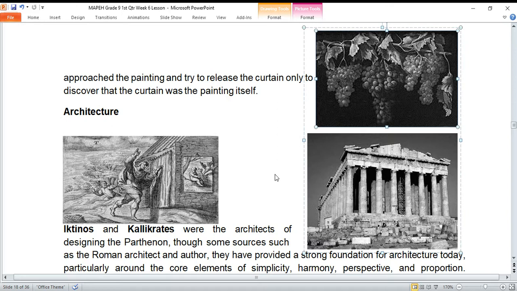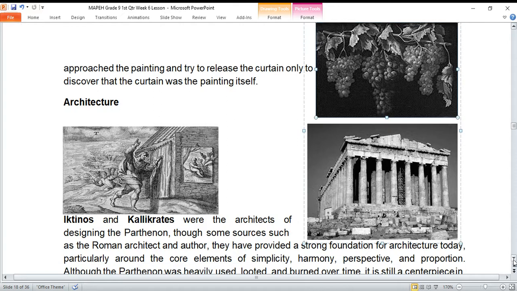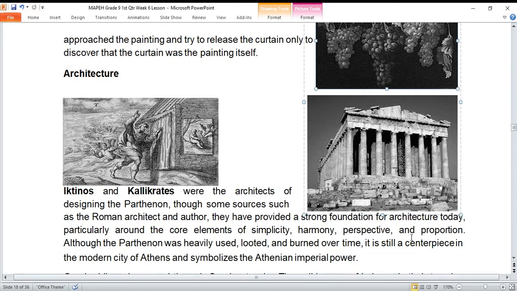Ictinus and Callicrates were the architects who designed the Parthenon. Though some sources credit others, such as the Roman architect and author, they have provided a strong foundation for architecture today, particularly around the core elements of simplicity, harmony, perspective, and proportion. Although the Parthenon was heavily used, looted, and burned over time, it is still a centerpiece in the modern city of Athens and symbolizes Athenian imperial power.